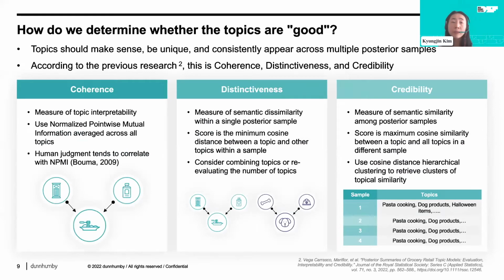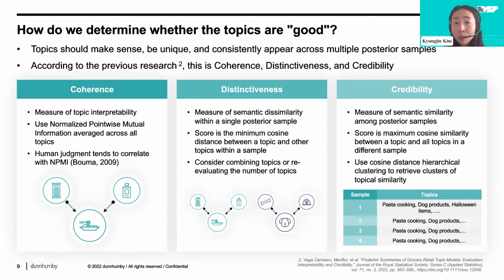Okay, then how do we determine whether the topics are good? Topics can be evaluated by three criteria: coherence, distinctiveness, and credibility, according to the previous research. This means topics should make sense, be unique, and consistently appear across multiple posterior samples.